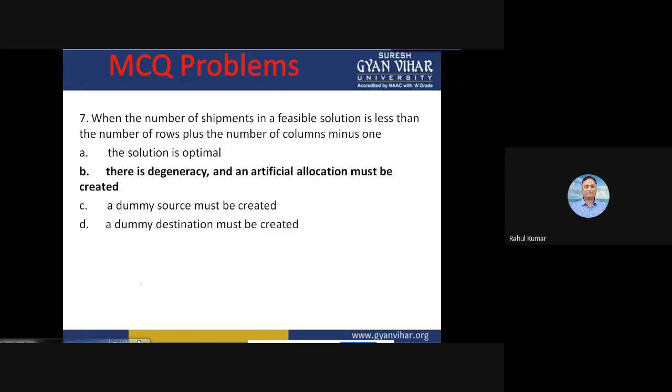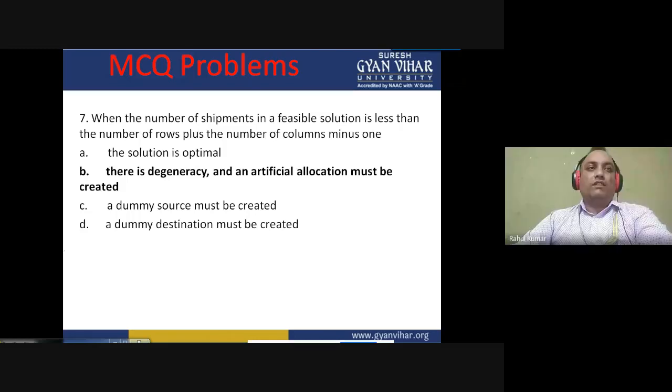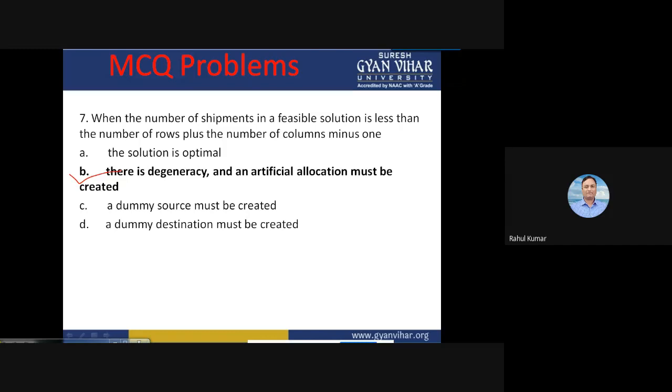When the number of shipments in a feasible solution is less than the number of rows plus the number of columns minus 1, then what is the correct answer for the question? B is the correct answer, which shows there is a degeneracy and an artificial allocation must be created.